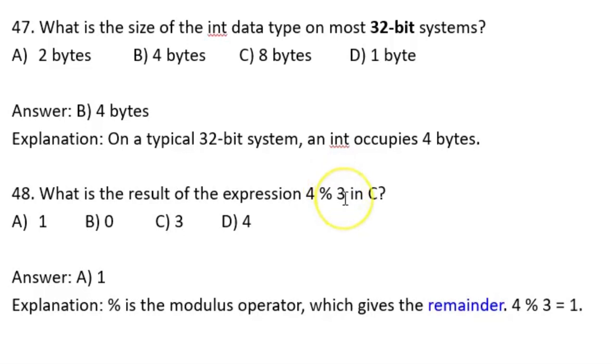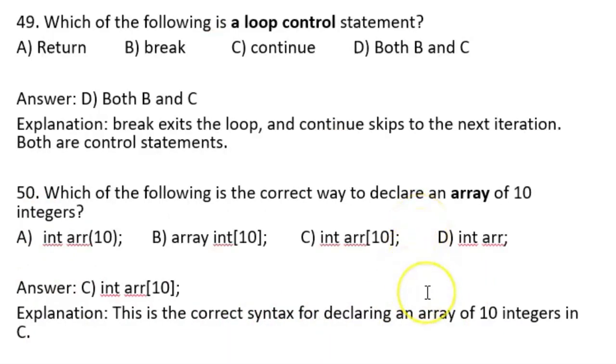What is the result of the expression 4 modulo 3? This is 4 divided by 3. The answer is the remainder. Modulo gives the remainder. 4 divided by 3 is 1, and the remainder is 1. 1 is the answer. The modulo operator gives the remainder.